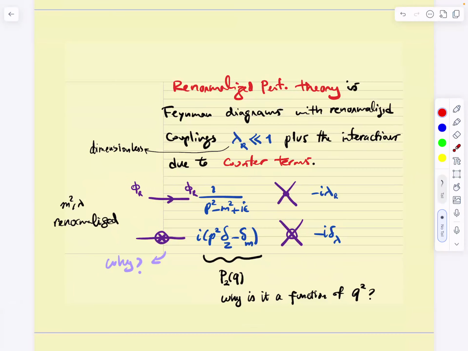Is this first step clear? What we did? We're repackaging the original perturbation theory in terms of some new variables at the cost of introducing new vertices and terms in the Feynman diagrams. New ingredients of Feynman diagrams that are called counter terms.